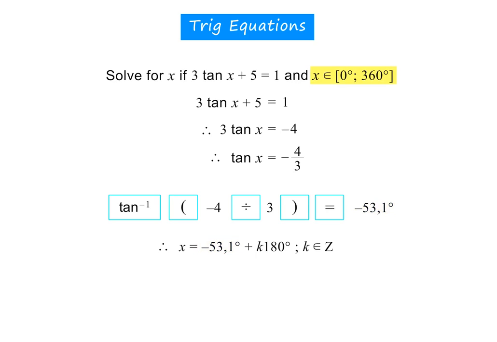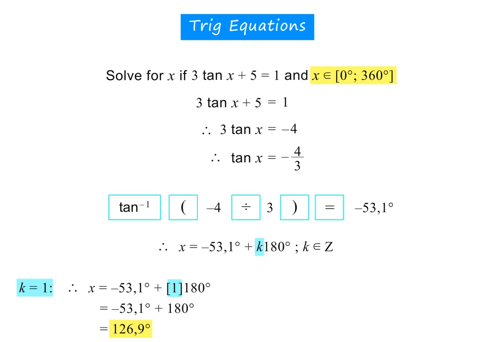Let's now use it to find all the valid solutions that lie in the interval 0 to 360 degrees. If we let k equal the integer 1, we get the following angle, which does lie in the interval 0 to 360 degrees. This is our first valid solution. If we let k equal the next integer 2, we get another angle that lies in the interval. I have not tried k equals 0 or 3, because then we will get angles that lie outside the interval. In other words, there are only 2 valid solutions for this equation in the interval 0 to 360 degrees.